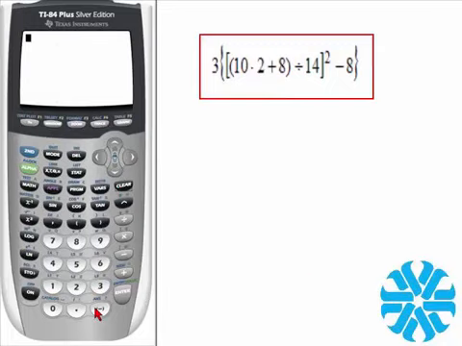So let's do it here. We have 3 times the quantity of the quantity of the quantity 10 times 2 plus 8, that quantity closed, divided by 14, and that quantity is closed, and that quantity is going to be squared, then subtract 8, and then close the final quantity.